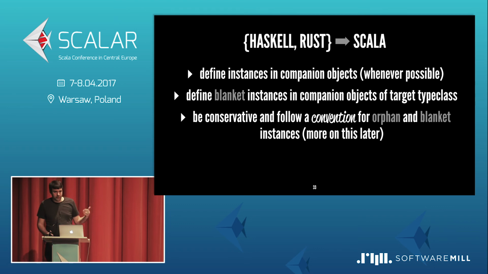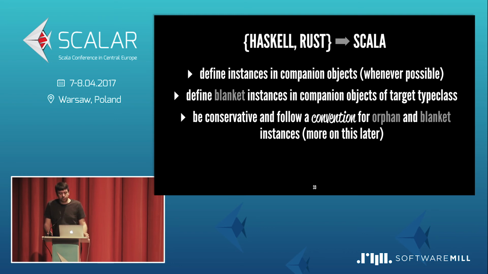So here are a few things we can learn from Haskell and Rust for Scala typeclasses. First of all, it's a good idea to define instances in companion objects if you don't have any other restriction. And the reason for this is that it's easier to find them. You can just look up the companion object of your type or type class, and you're going to find it. And it's clear which one you're going to end up using.